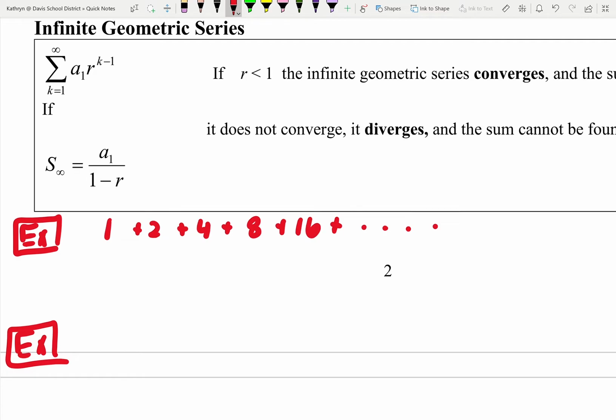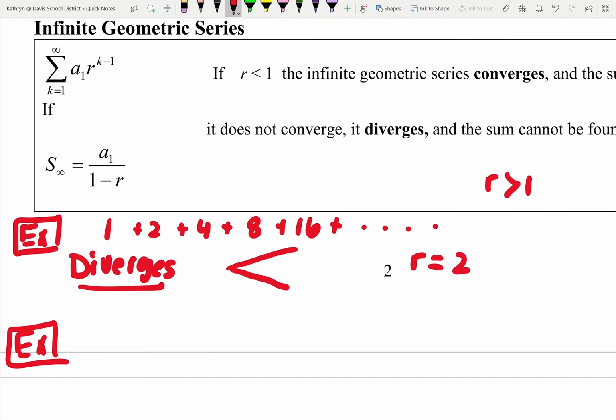Okay, so this right here is called diverges. Those numbers are getting bigger. It looks like this. The numbers start small and they get bigger and bigger and bigger. My ratio on that example is what? What am I multiplying those numbers by every time? 2. My ratio is a 2. If your ratio is bigger than 1, then it diverges and the sum is not possible. You can't add it together because they just keep getting bigger and bigger.